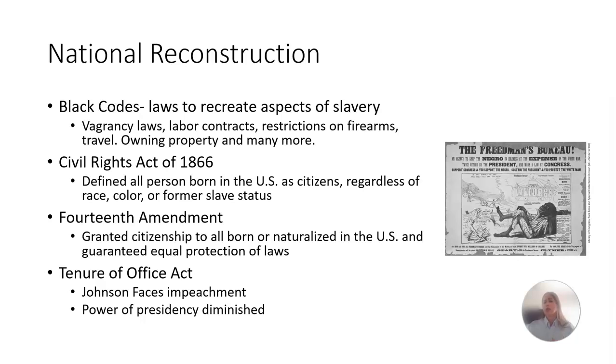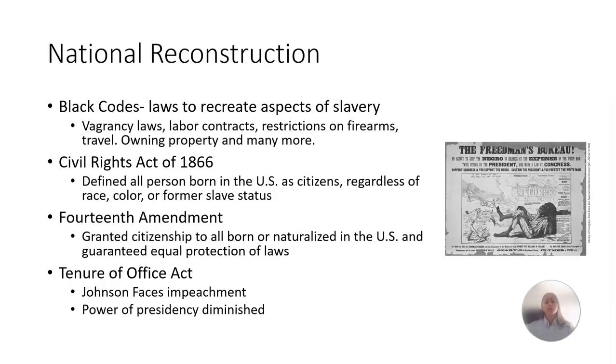African Americans couldn't own firearms. They couldn't travel. Owning property, in some places they weren't allowed to own property, or they were only allowed to own certain types of property. So you're going to see a mass exodus of African Americans leaving the South, looking for places where they can buy property. And there's a lot of other black codes that were passed.